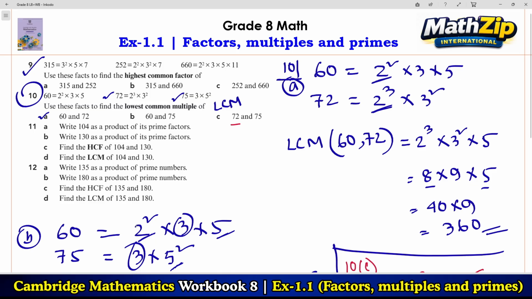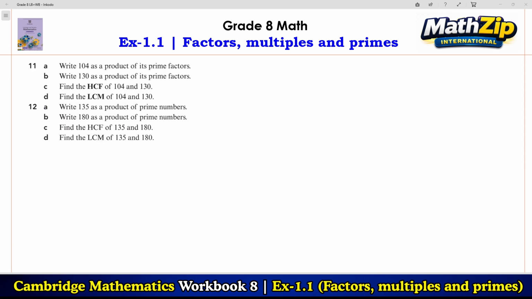In this video we will also try to solve more math, number 11 and number 12. So this video maybe will become bigger. Number 11A, write 104 as a product of its prime factors.